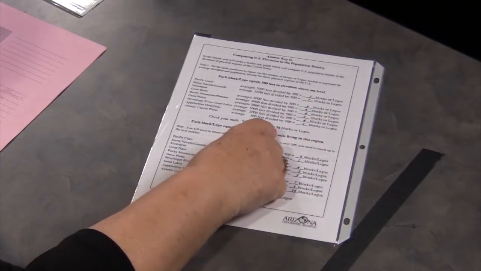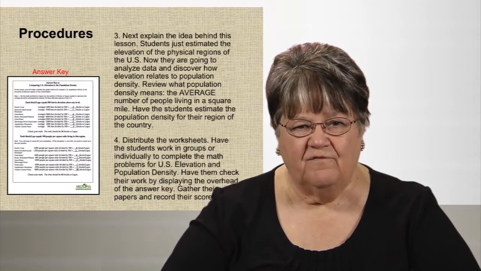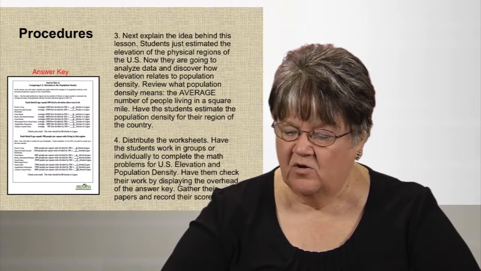The way they check their math is if they've answered all of the division problems correctly, they will have 34 as a total for how many Lego blocks they're going to need.